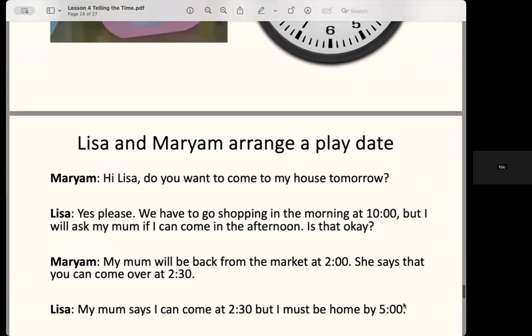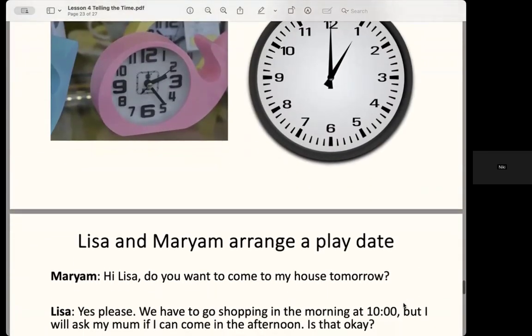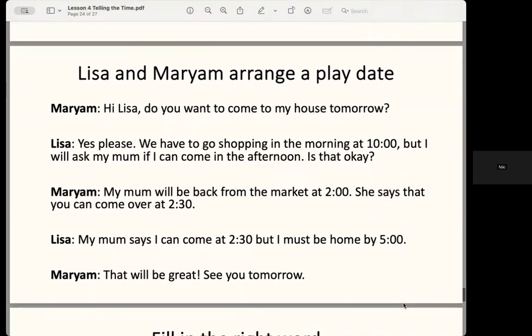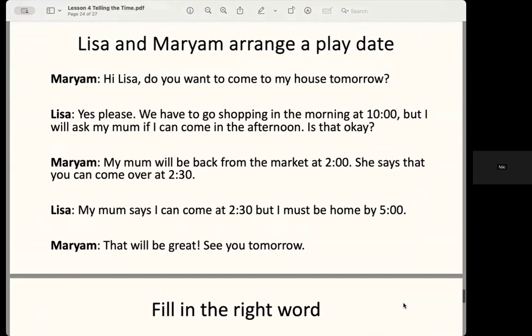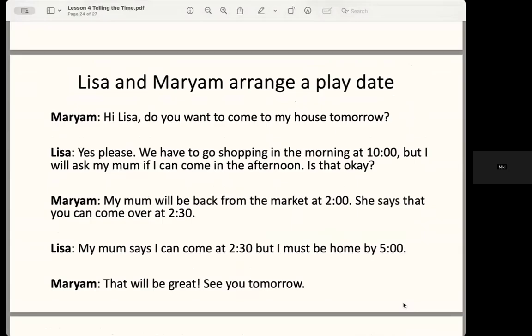Oh, so we're up to the dialogue. Okay, everyone, we're going to do a little dialogue now, like we did before. What I'm going to do is we're going to read it with Jade and me, and then I'm going to choose 2 people to read it. Jade, can you be Lisa and I'll be Mariam? Yes. Okay.